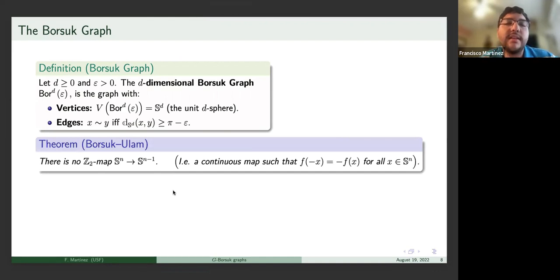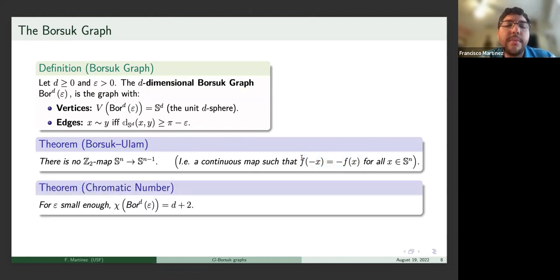So why is it called that? It's called a Borsuk graph because it has to do with Borsuk and the Borsuk-Ulam theorem. Let me remind you that the Borsuk-Ulam theorem tells us that there is no continuous odd map from the n-dimensional sphere into the (n-1)-dimensional sphere. In other words, there's no continuous map from the n-dimensional sphere into one dimension less that is an odd function.